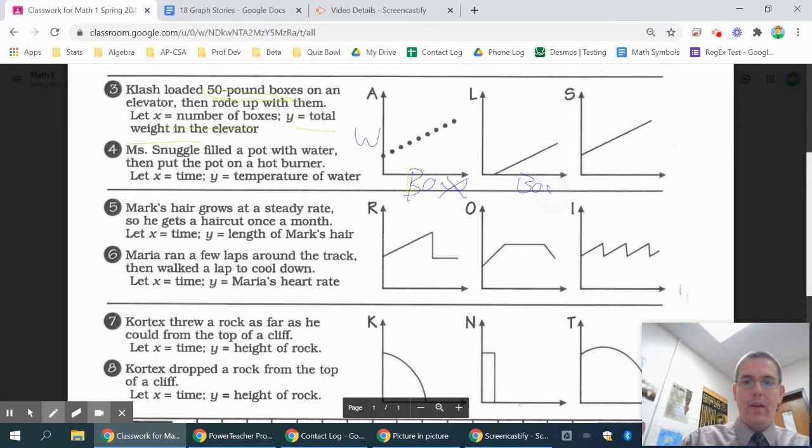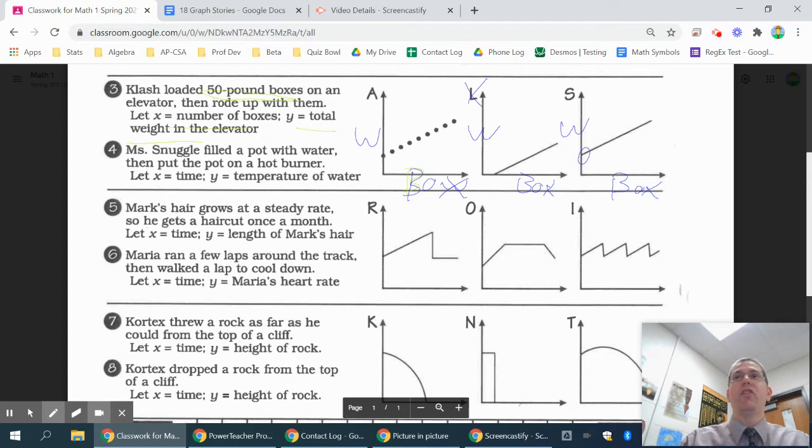Now, the number of boxes starts, as soon as you put a box on, it starts at 50. So that lets me know that L can't be it because I've got my axis backwards. My weight should start at 50. Now, when I'm choosing between A and S, it both looks like they start up at something that could be 50. We don't have numbers, so you just kind of have to guesstimate. Basically, the difference is S is a connected line, A is little dots. Actually, in this case, since the weight only changes when you add another box, the dots make sense.